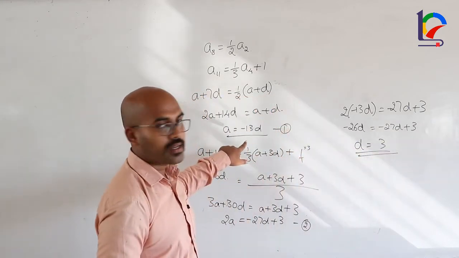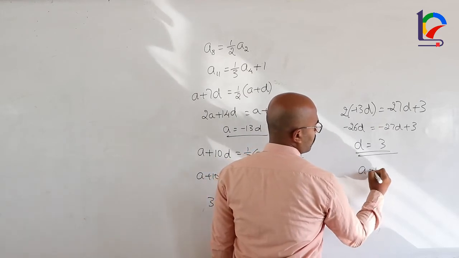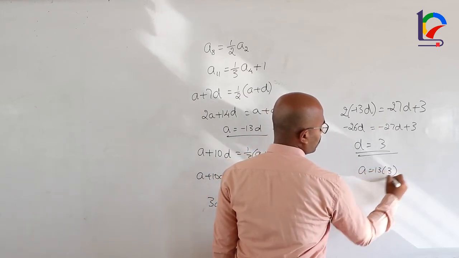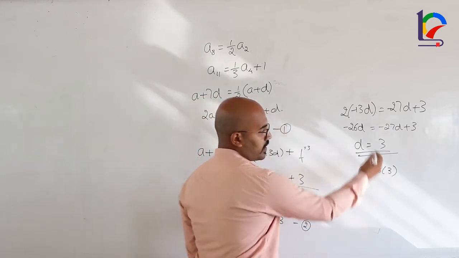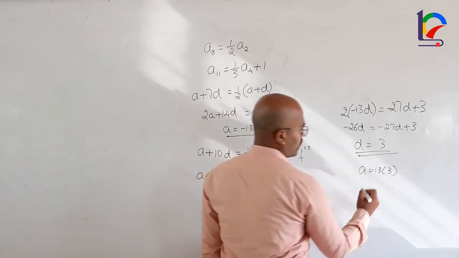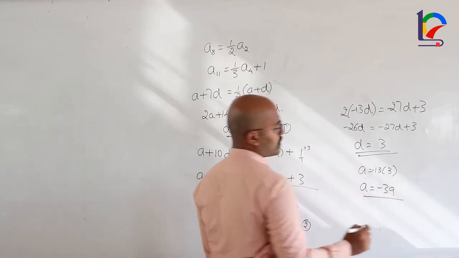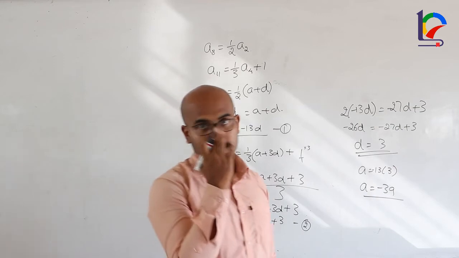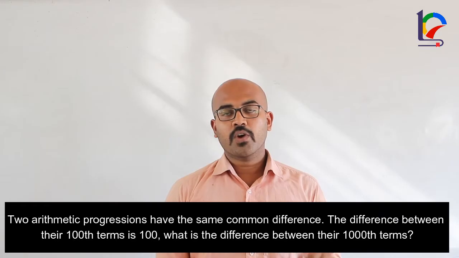When I substitute in equation 1, the value of a is minus 13d. In the place of d, I substitute the value 3. So a will be minus 39. So the first term is minus 39 and the common difference is 3. Moving on to the next question.